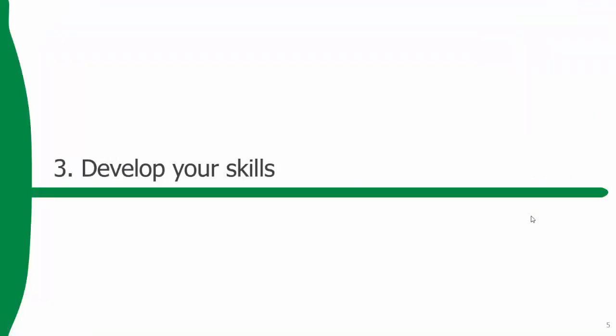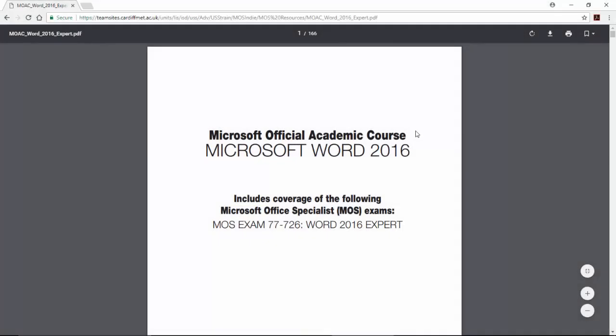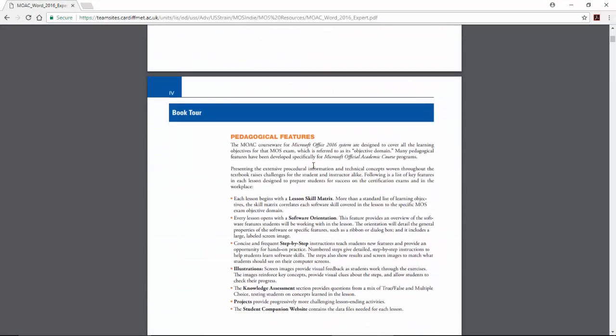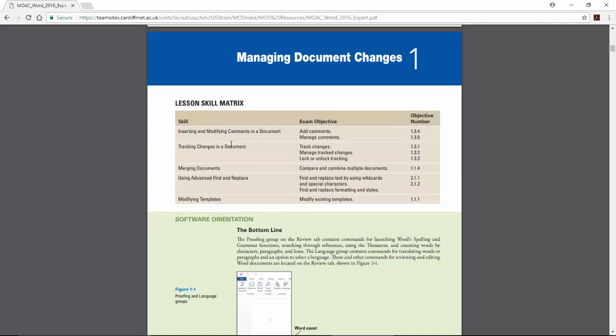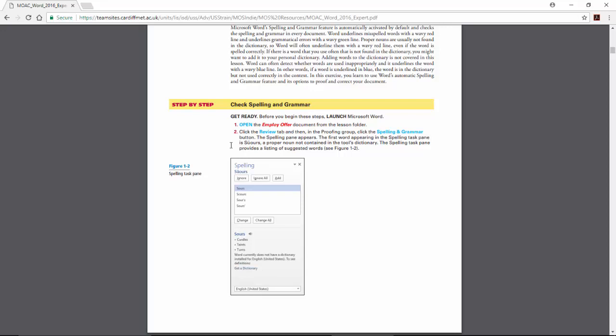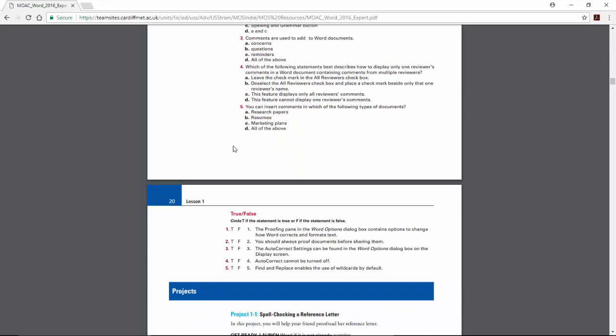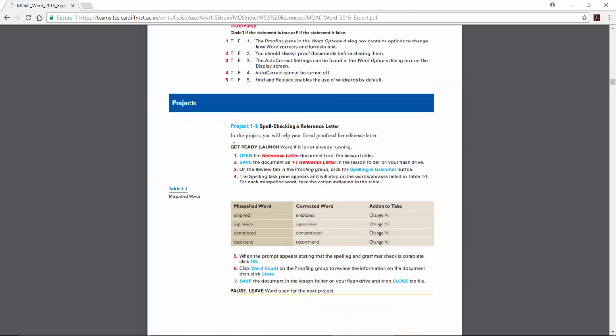The third step is to develop your skills. Again, there are several approaches that you might choose. You might decide to read through one of the textbooks for the exam. The Microsoft Official Academic Course Books, or MOACs, are organized into lessons. The beginning of each lesson lists the skills that will be developed in that lesson. There are step-by-step instructions that cover everything you need to know, and knowledge assessment quizzes and practice exercises.